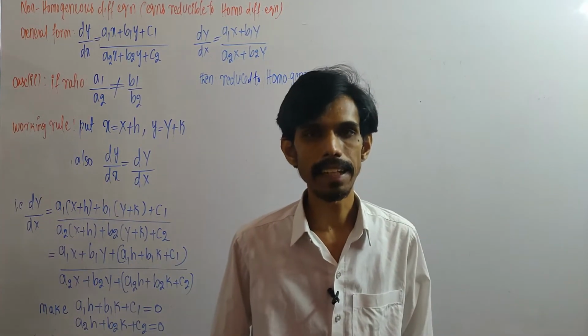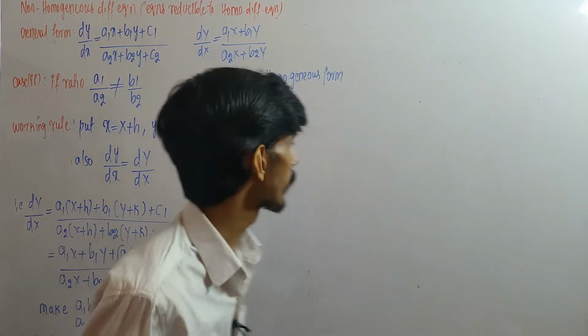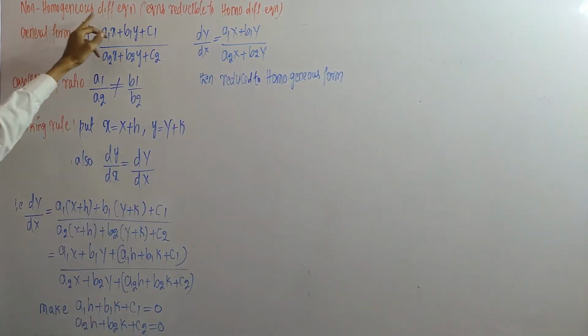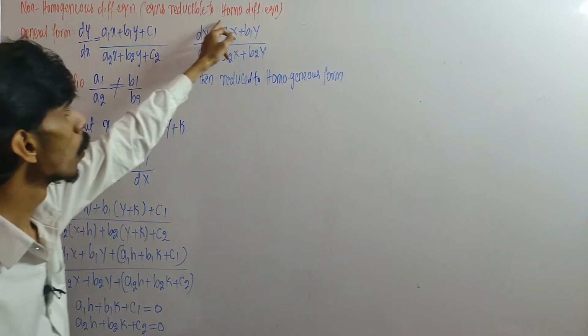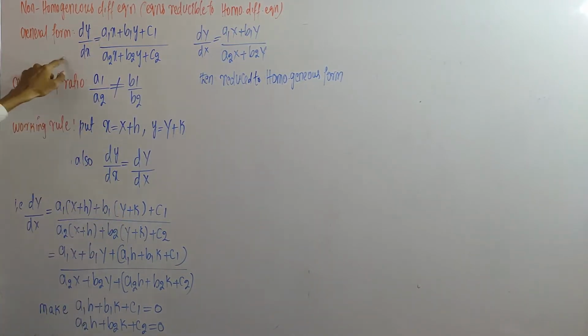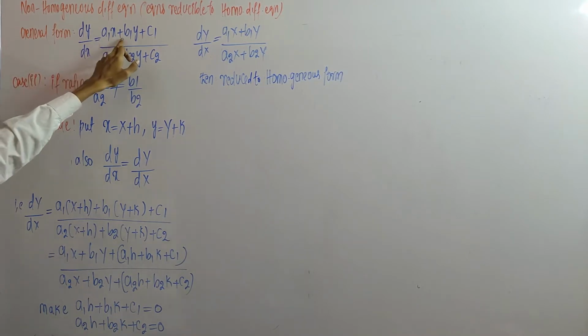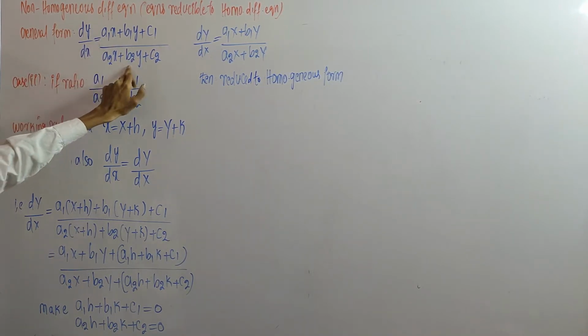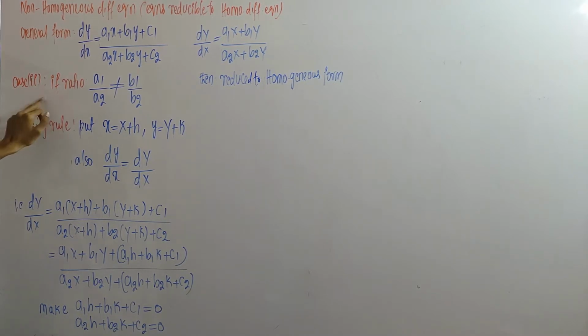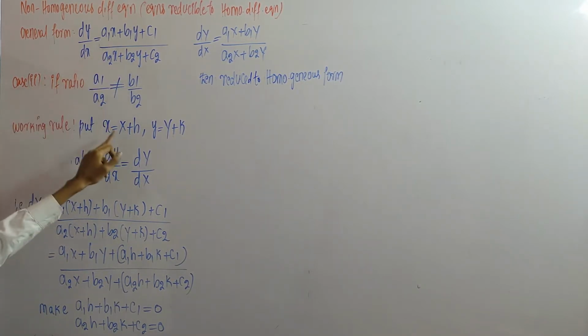Now let us see the second case of non-homogeneous equation. Here we have a non-homogeneous differential equation that can be reduced to a homogeneous differential equation. The general form is dy by dx equal to straight line upon straight line. Here this is case 2, if the ratio a1 by a2 is not equal to b1 by b2. In case 1 we had this ratio equal, but here we have unequal ratios, a1 by a2 not equal to b1 by b2.